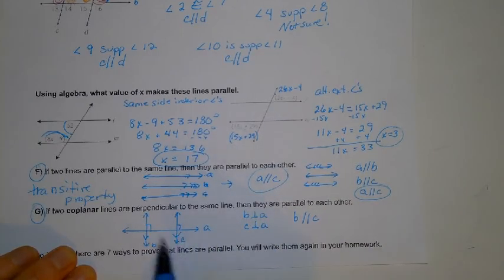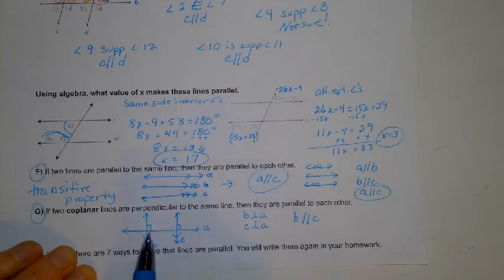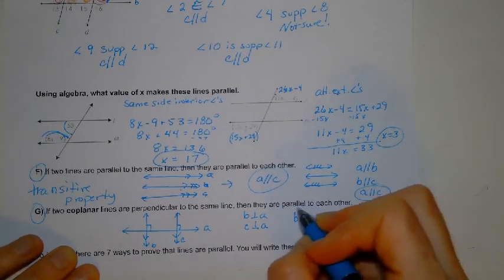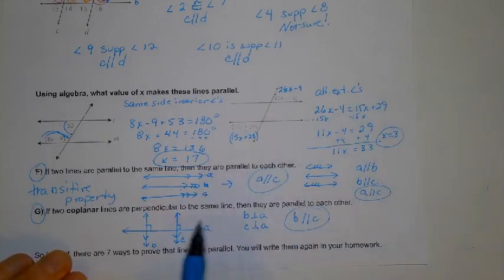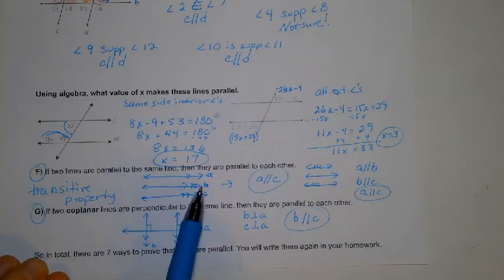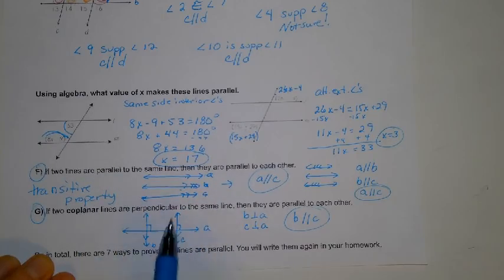And they look parallel, don't they? Well, it is true. So we can prove that lines are parallel to each other if they're parallel to the same line, by the transitive property. We can also prove that lines are parallel if they are perpendicular to the same line. So this line and this line are perpendicular to this line, so they are parallel to each other.